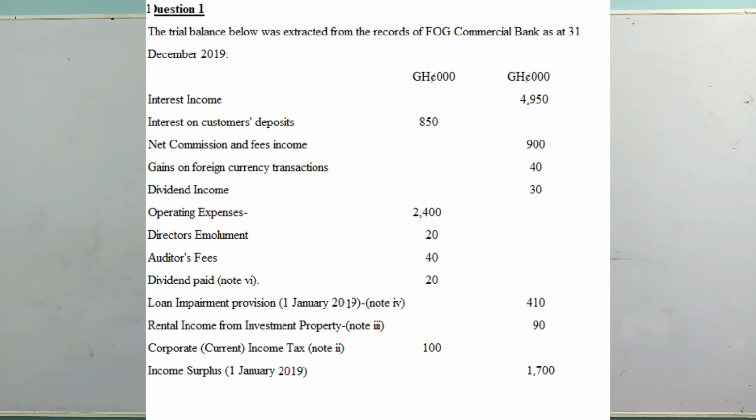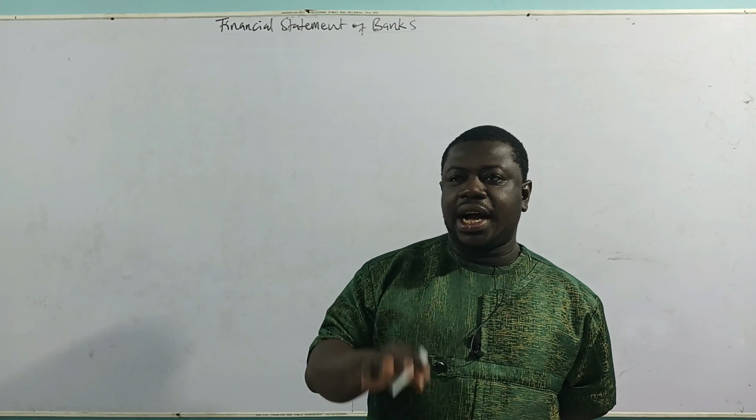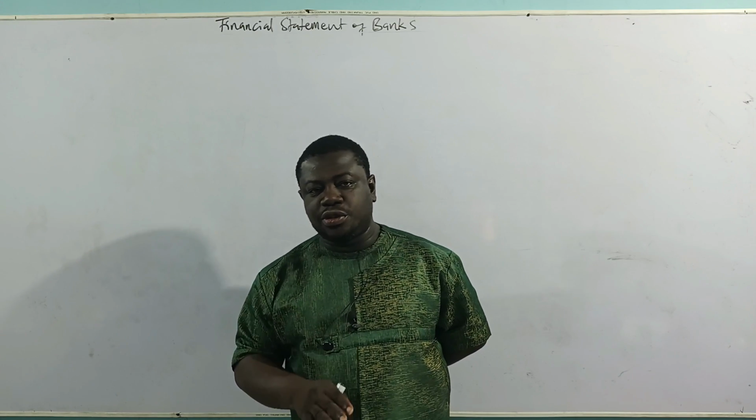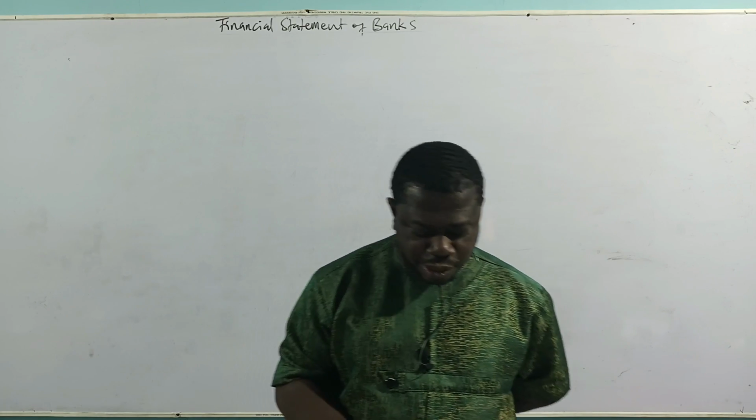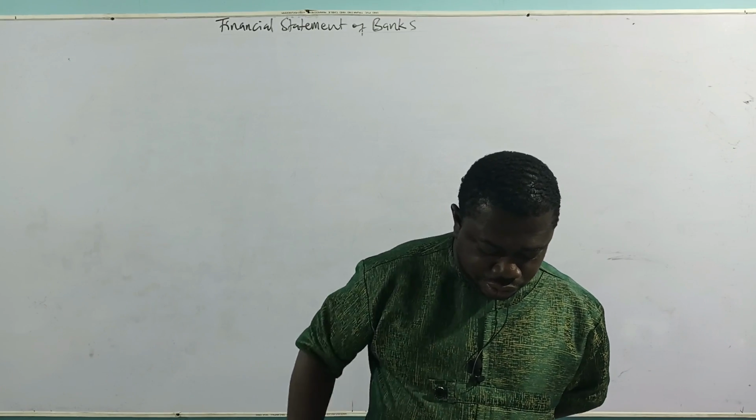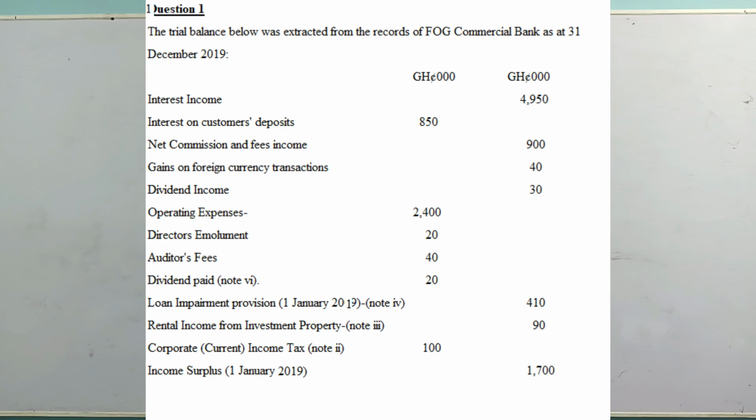And then there is auditors' fees of 40. The auditor's fees will also be part of operating expenses. So please take note. These things are understood from the video that I have already done on final accounts for publication. You can go back and refer to those ones. So auditor's fees is part of operating expenses. Dividend paid will be part of the statement of changes in equity. We will use that under changes in equity.